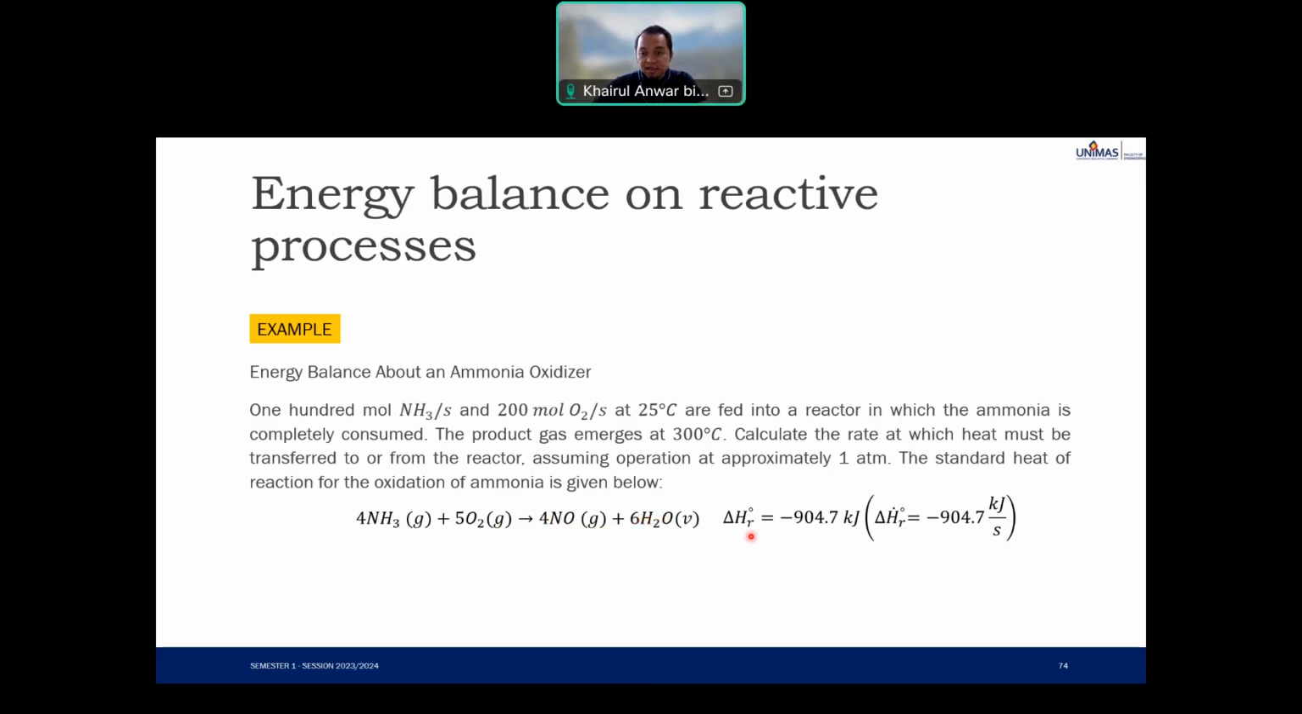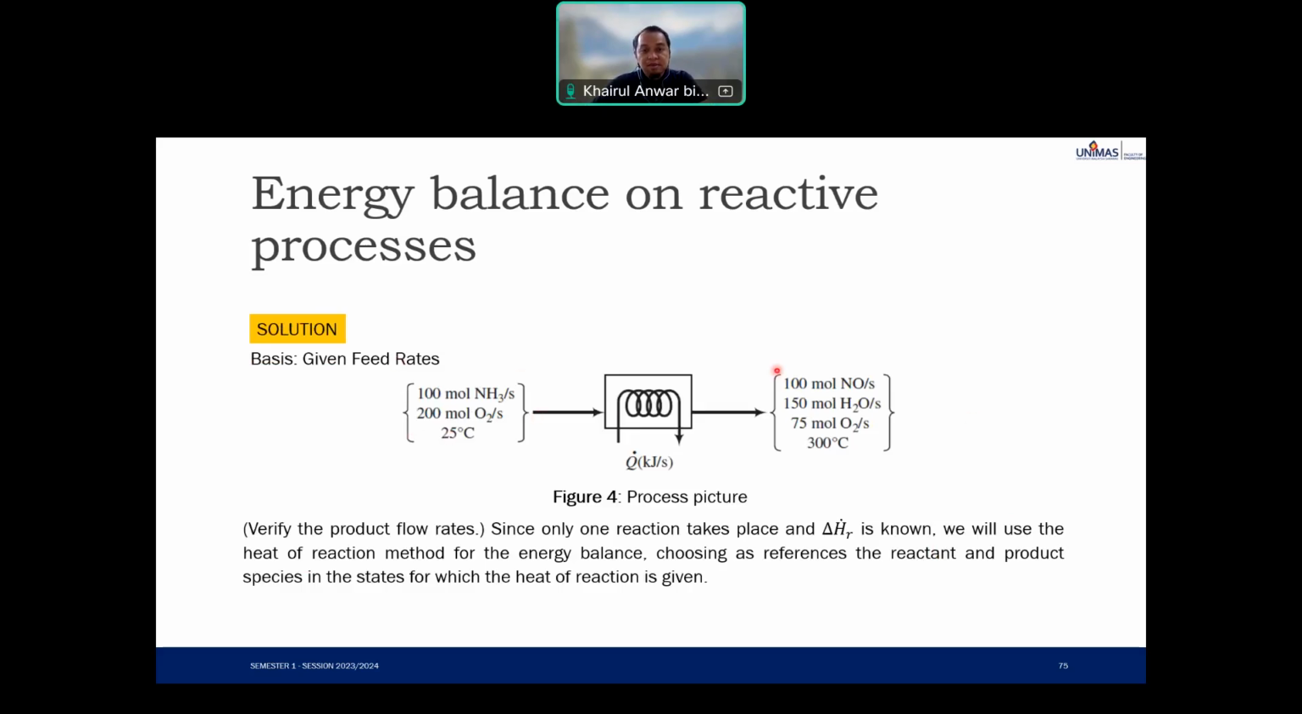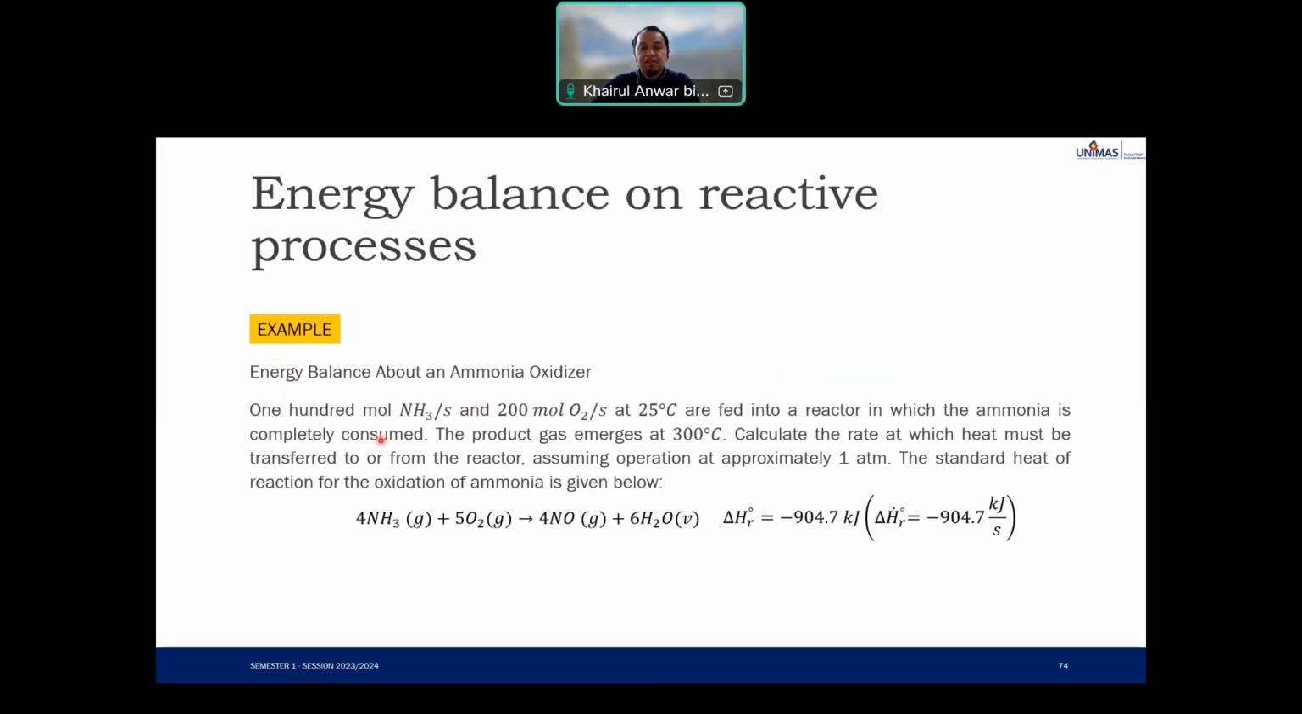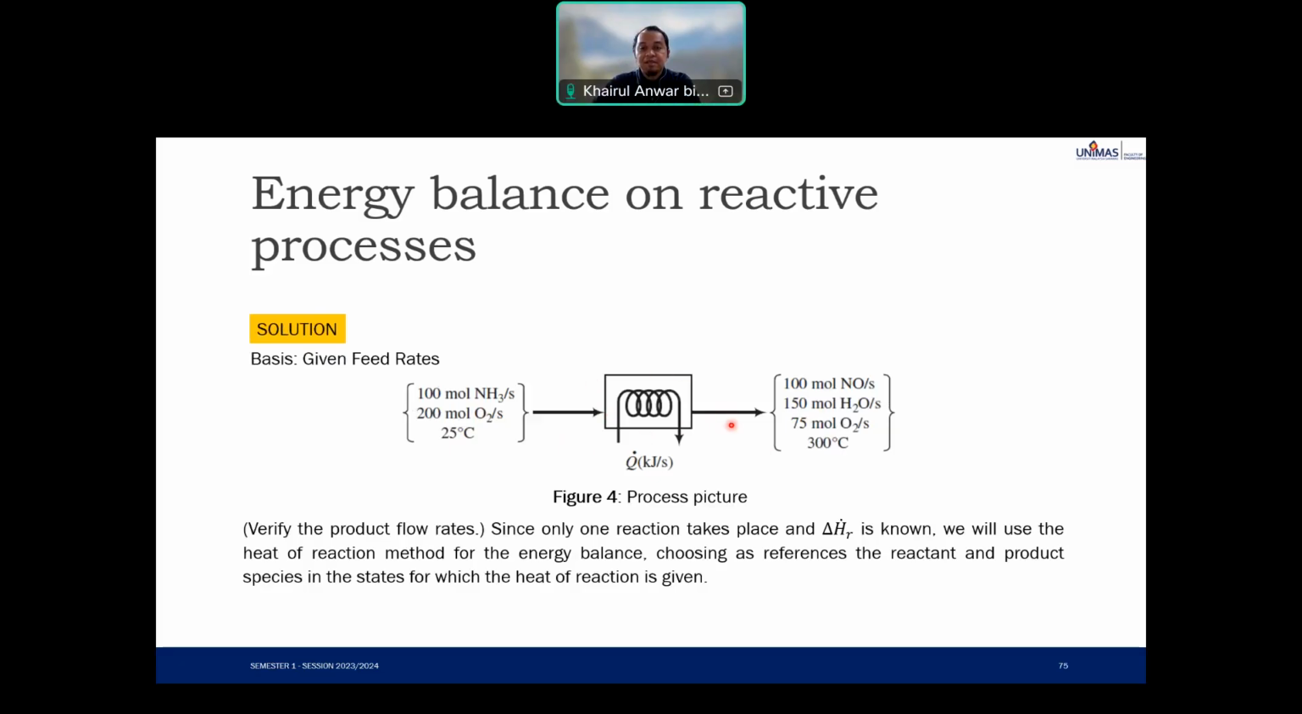The delta HR is negative 904.7 kilojoule. This is the block diagram: 100 mole, 200 mole goes into the reactor. What goes out is nitrogen oxide, water and oxygen only. Ammonia is completely consumed.